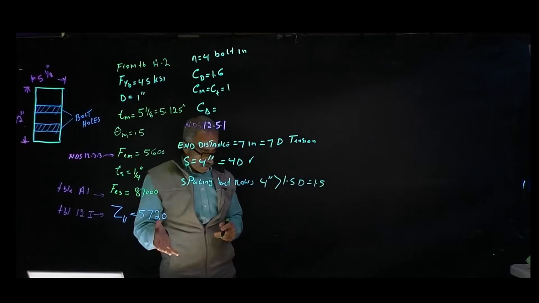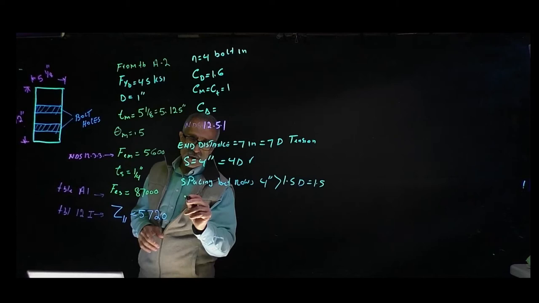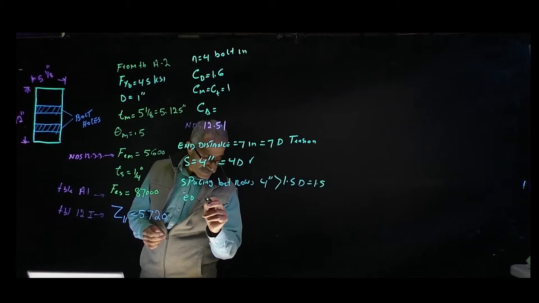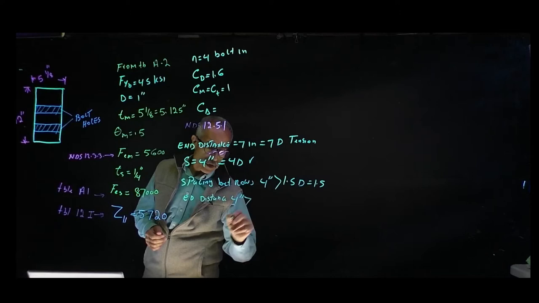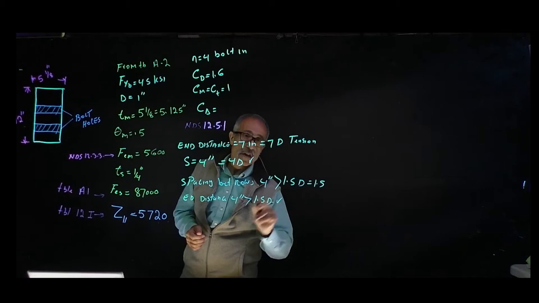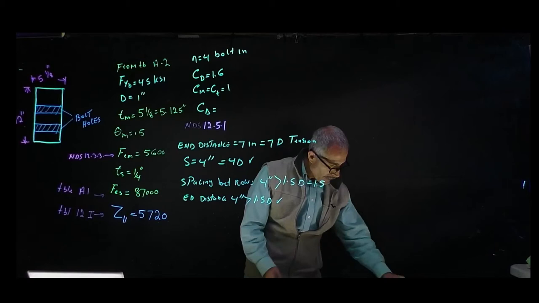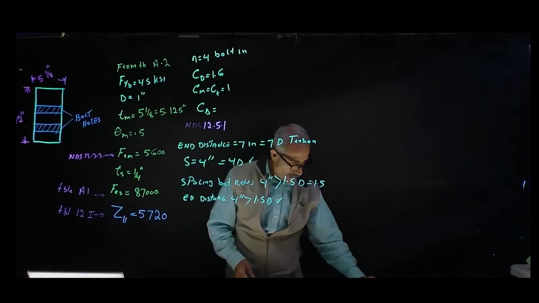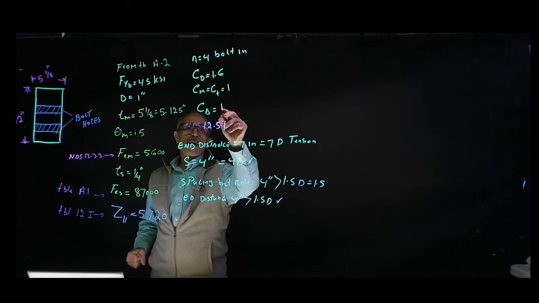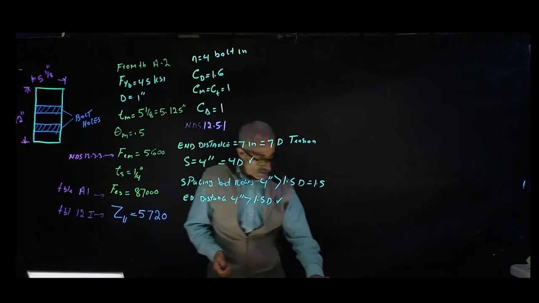We also have to satisfy the edge distance. Our edge distance is about 4 inches, and that's more than what the code says, which is 1.5D. So we check that out too. Because of these, we satisfy all these conditions. We can go ahead and say our C delta is going to become equal to 1. We satisfy this condition.